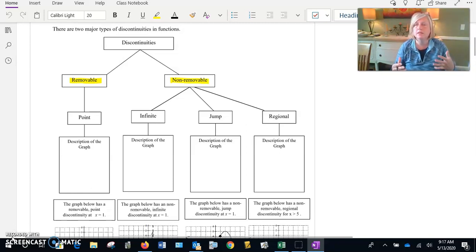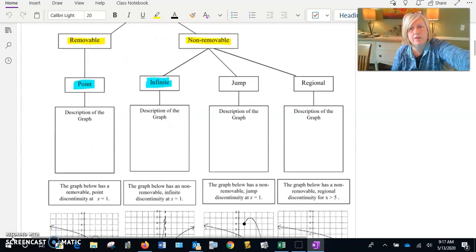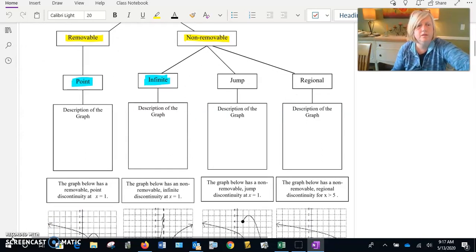Now, there are different kinds. With rational functions, you pretty much only have two types: the point and the infinite discontinuities. Those are the only ones that really occur in a polynomial divided by a polynomial. But since we were talking about types of discontinuities here, I did want to talk about all the different types of discontinuities. So let's define each of these types.